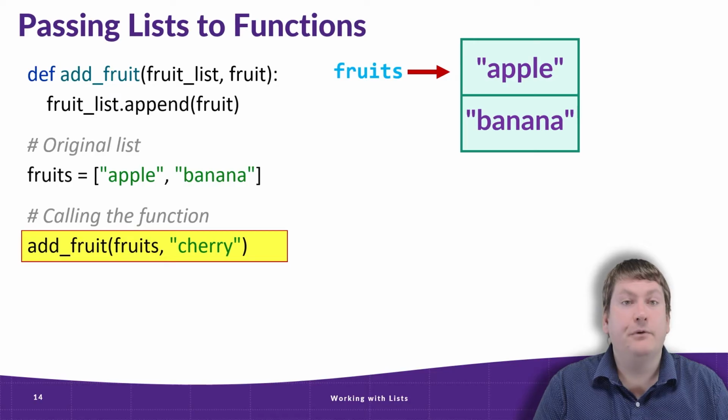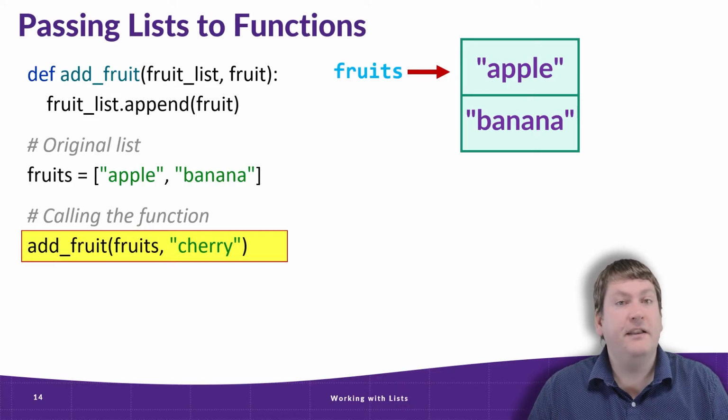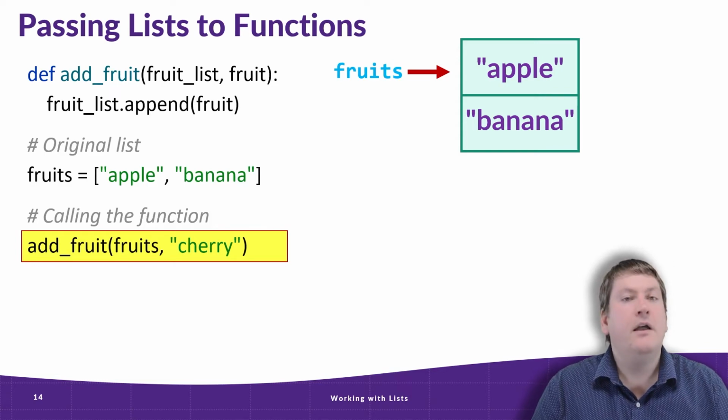Next, we call the addFruit function. And this is going to pass not the list, but a reference to the list in the computer's memory. And we're also going to pass as an argument the string cherry to be added to the list.